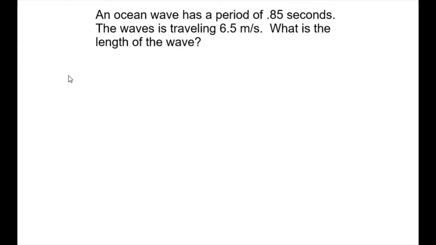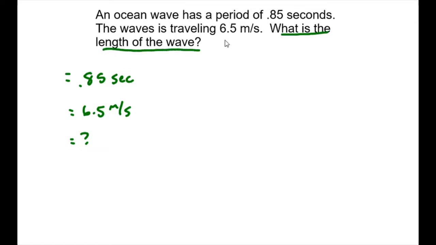Let's write down what we have. We have a period of, we'll just say 0.85 seconds for now. We have 6.5 meters per second, and we are looking for that. So it says, what is the length of the wave? That's wavelength. So we're looking for the wavelength. We know that this is the velocity, and it says it has a period of 0.85 seconds. It could say that every 0.85 seconds one wave goes by. That's another way to say that, and we need to make sure that we know that that's the period. It's the length of time for one wave.